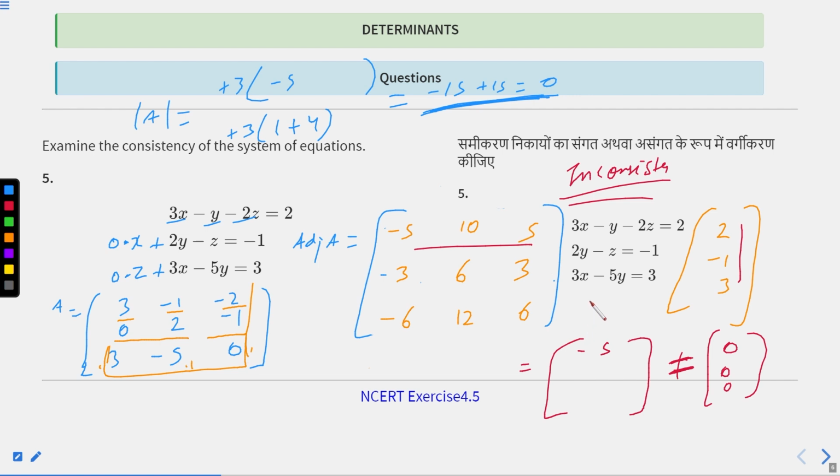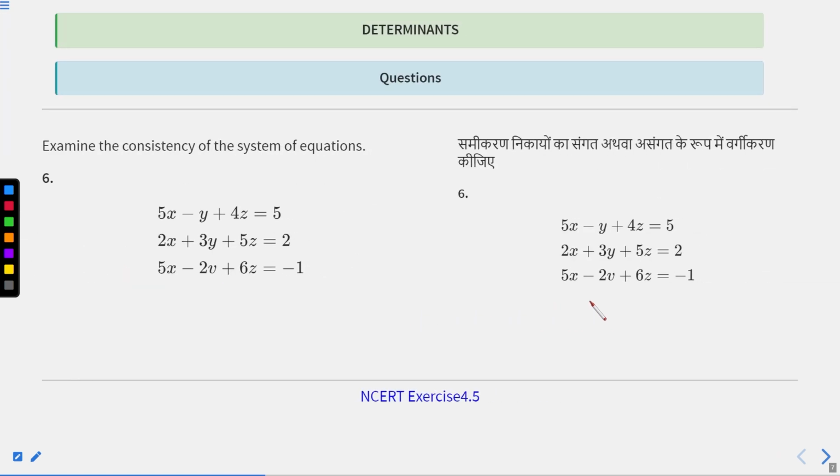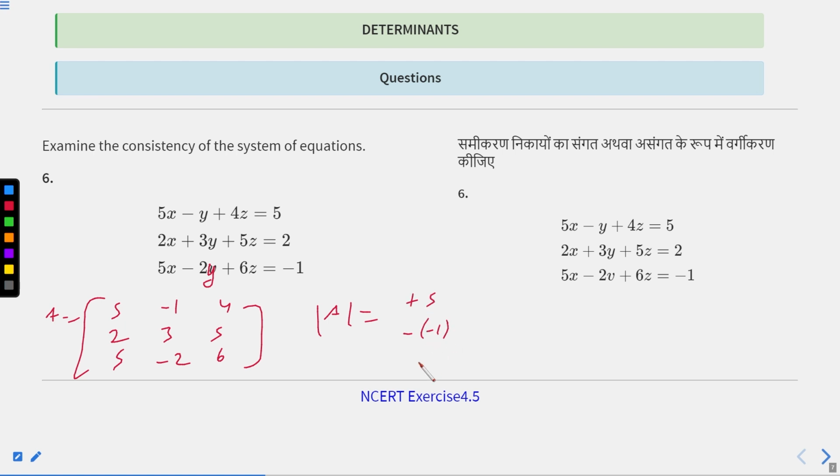Okay, so let us move to the next question. Same thing we have to do. So A matrix will be 5 minus 1, 4, 2, 3, 5, 5 minus 2 and 6. Okay, clear? Now find the determinant. Determinant of A will be quite simple. Eliminate this. You will have first of all plus 5 minus of minus 1 and plus 4. It will be 1.